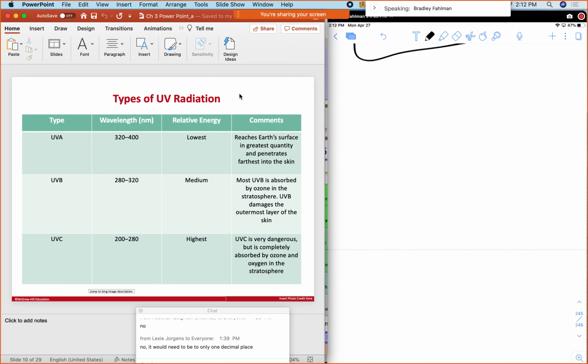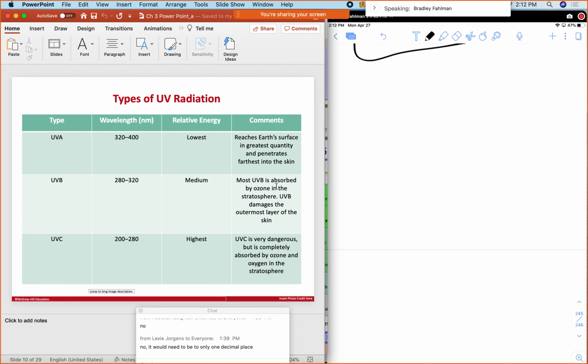And then these types of UV radiation, you should know, not really these numbers per se, but you should know that UVA has the longest wavelength, so that means it has the lowest energy. And then UVC has the shortest wavelength, the highest energy. So really this slide is key. Knowing that it's really dangerous, but it's absorbed totally by ozone and oxygen.